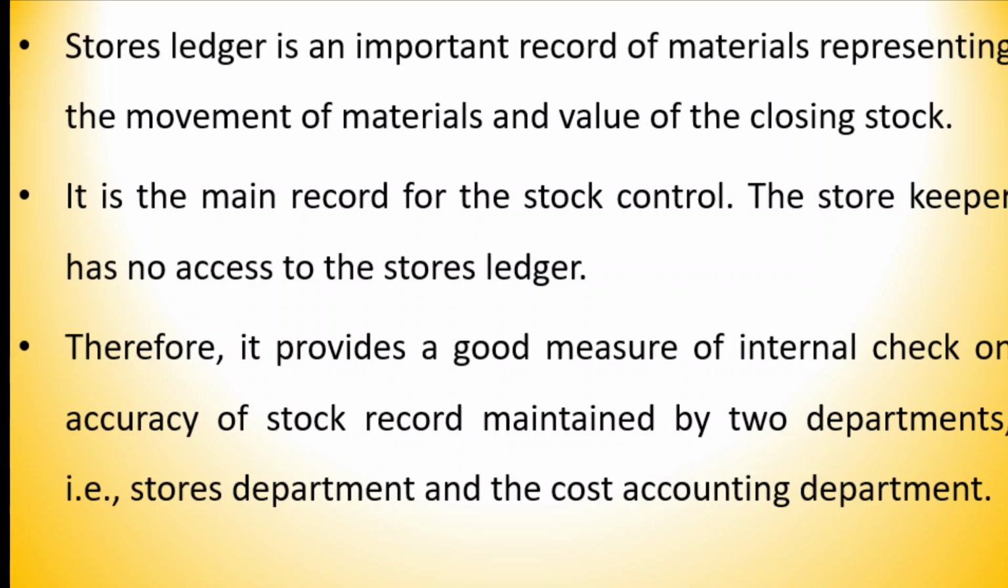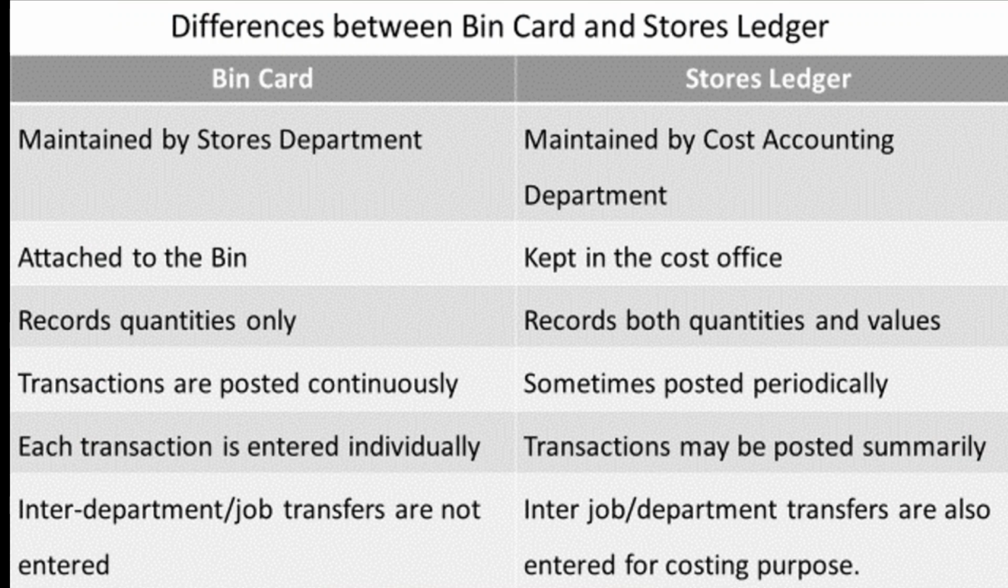Now, after having discussed about the bin card as well as stores ledger, let us proceed with what are the major differences between the bin card and a stores ledger. Bin card is usually maintained by the store department, whereas stores ledger is maintained by the cost accounting department. Normally, bin card is attached to the bin, whereas stores ledger is kept in the cost office. Bin card records quantity only, whereas stores ledger records both quantities and values.